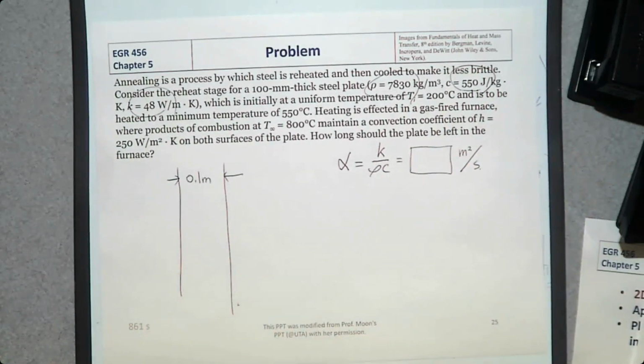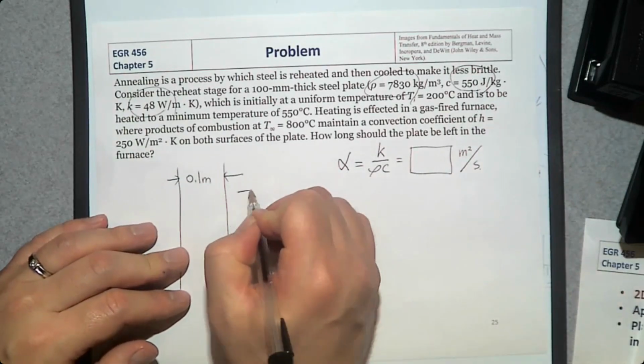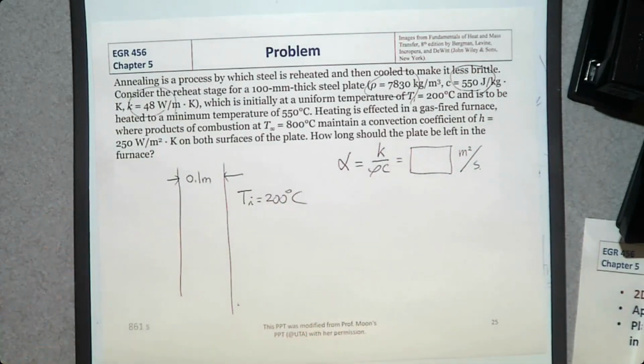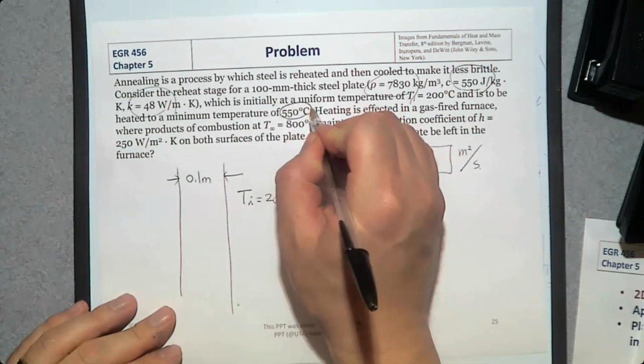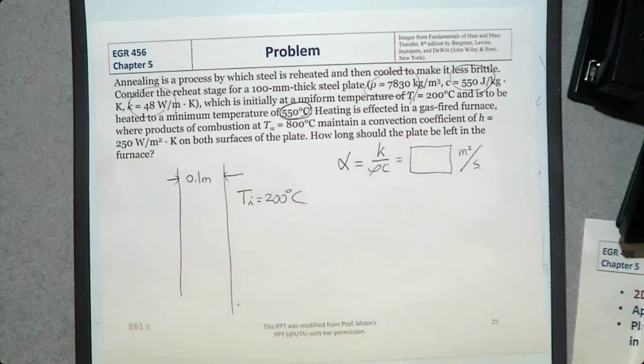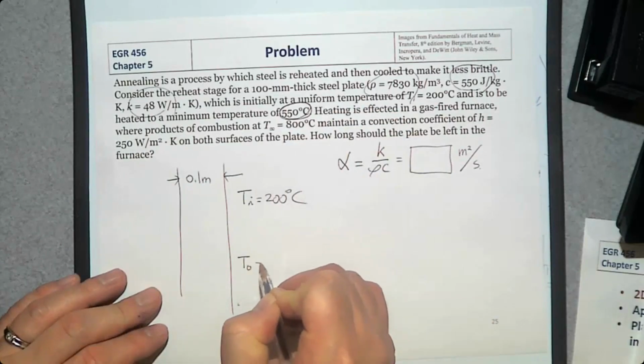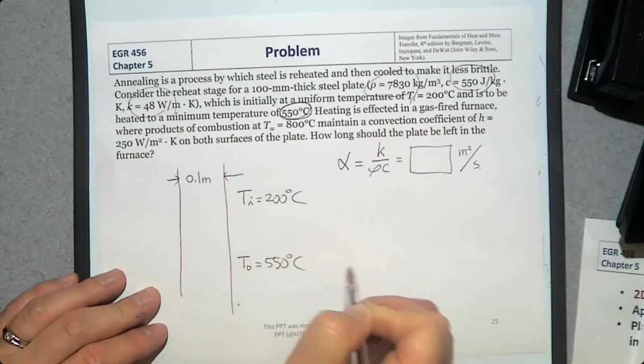All right. And initially, Ti, the initial temperature is 200 degrees Celsius. And we want to make sure that everywhere in the steel is going to be at least 550 degrees Celsius. So where should we look at? Somewhere near the surface? No, the center should be at least 550 because this is the lowest temperature in the solid. So we assume that the temperature of the center should be 550 degrees Celsius.